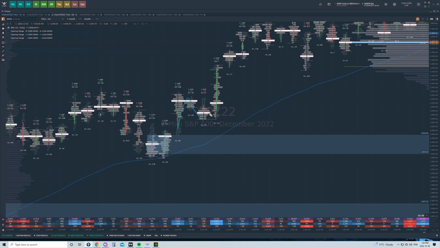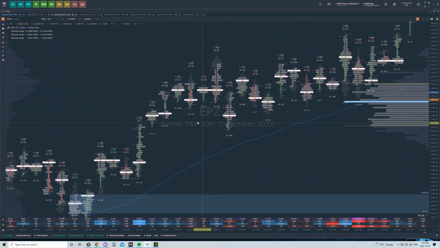Price pushes up, pulls back. Candle closes down here, moves up, takes out all this volume right here. You would have never got a trade here based off volume. We push up, push up. We move price up here. I would have never taken this trade.